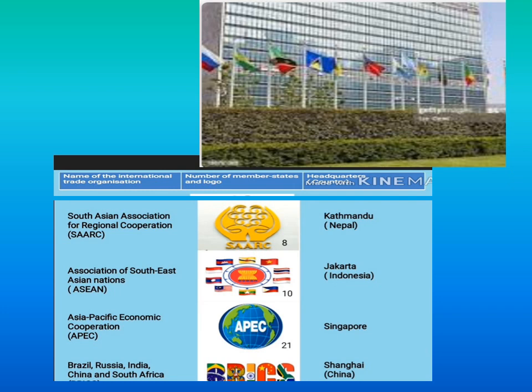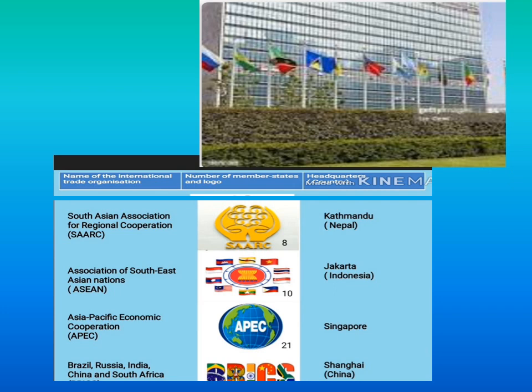Our next organization is the Association of Southeast Asian Nations, that is ASEAN. The number of member states is 10. The headquarters is in Jakarta, Indonesia, and the functions are expanding social and cultural harmony along with economic growth of Southeast Asia, promoting regional peace, and promoting tax waivers for trade growth in member states.